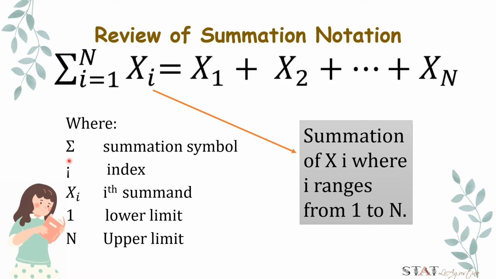What is this sigma? It's a Greek letter. Whenever you see it in a formula, it symbolizes summation, or it is a summation symbol. And then i, located here, is our index. And xi is our ith summand in this term. And 1 is our lower limit, and n is our upper limit. So as you can see, we start from 1, since it is our lower limit, until n as our upper limit. Again, you can read this as summation of xi, where i ranges from 1 to n.